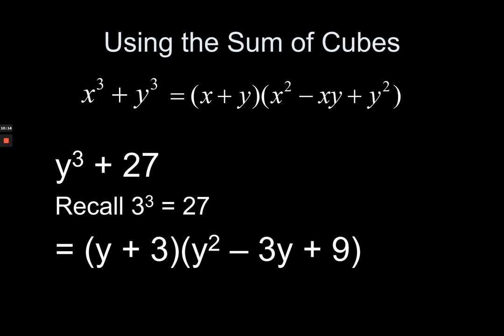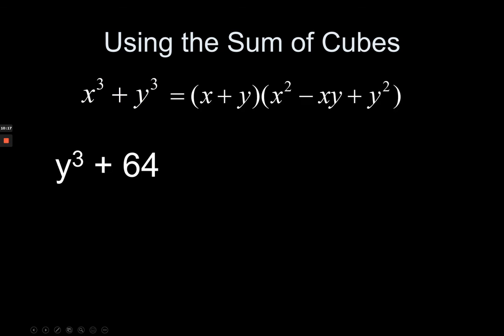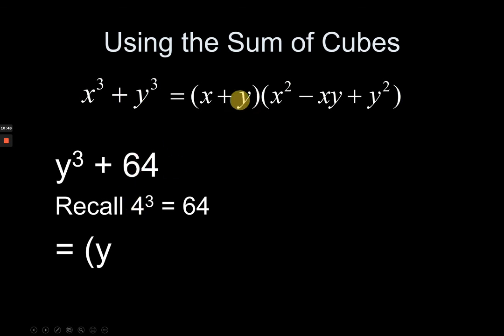And I guess we have the last example. You factor y cubed plus 64. So you remember 64 is a perfect cube. It's actually 4. 4 times 4 is 16, 16 times 4 is 64. So again, x becomes y. So your first part of your factor is y plus the cube root of 64, which is 4. So you write down 4.